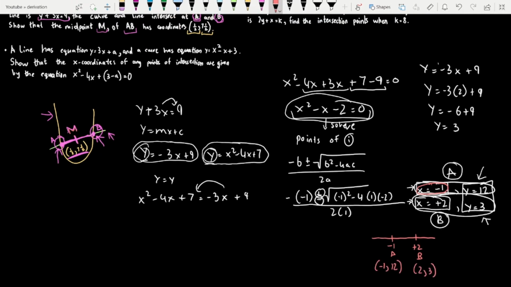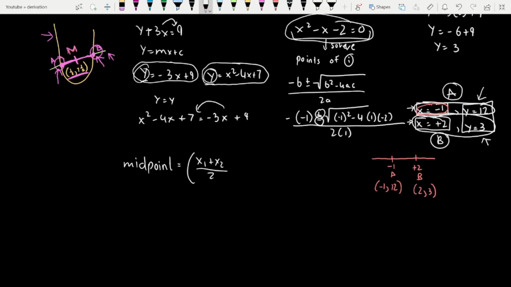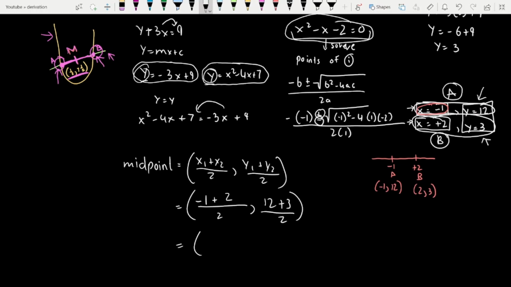Now what I need to do is use the midpoint formula to find the midpoint of these. So that's basically going to be midpoint is equal to x1 plus x2 divided by 2, y1 plus y2 divided by 2. So x1 is negative 1 as well as 2. So we negative 1 plus 2, divide that by 2, and then 12 plus 3, and we divide that by 2. So this is basically going to give us 1 over 2, and then 12 plus 3 is basically 15. You divide 15 by 2, and you get 7 whole 1 by 2.